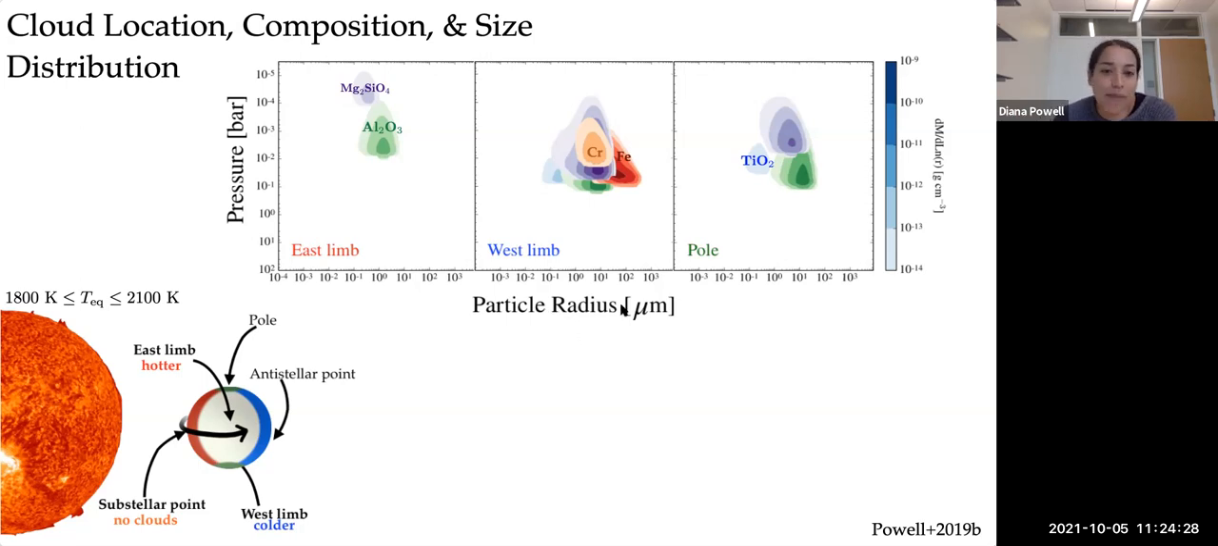And to me, the atmospheric inhomogeneities on these planets, as well as their high temperatures, make them exciting laboratories for understanding cloud physics. So we think that many different cloud species should form, and they should do so differently at different locations on the planet.